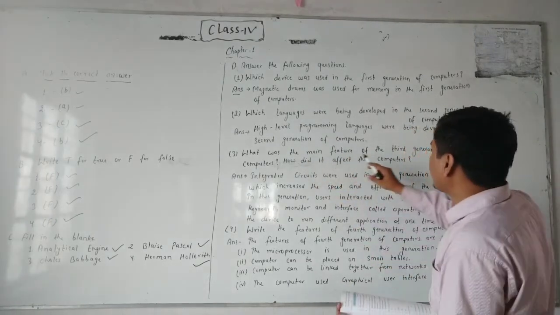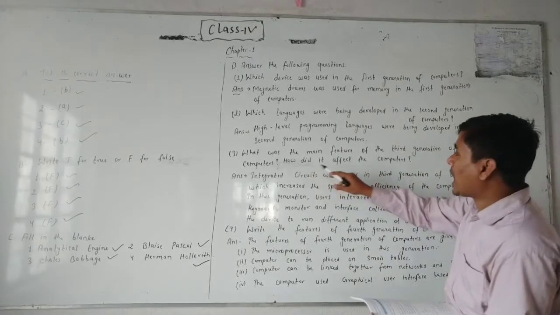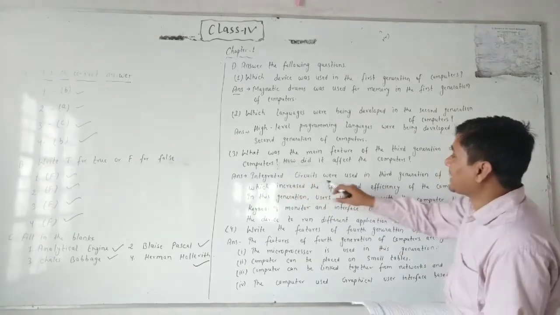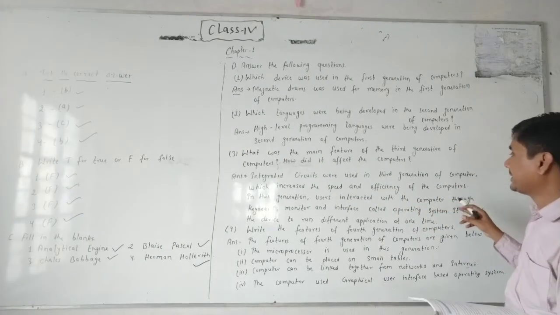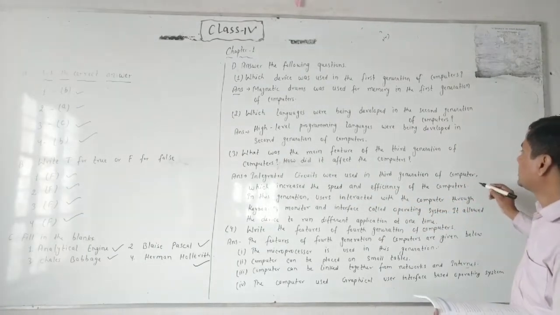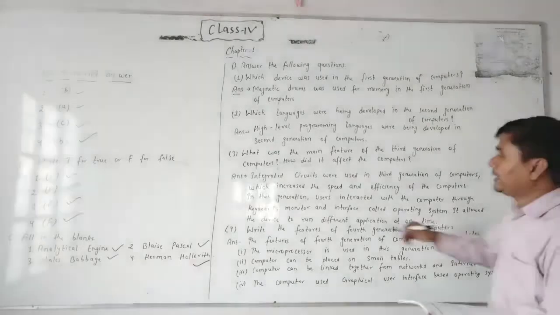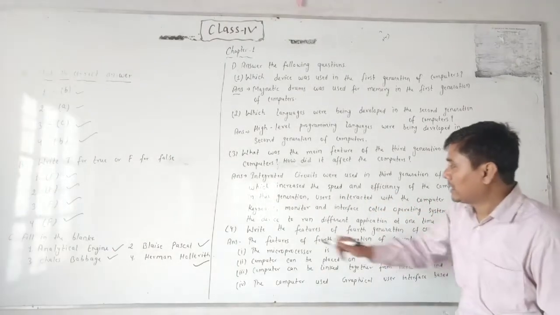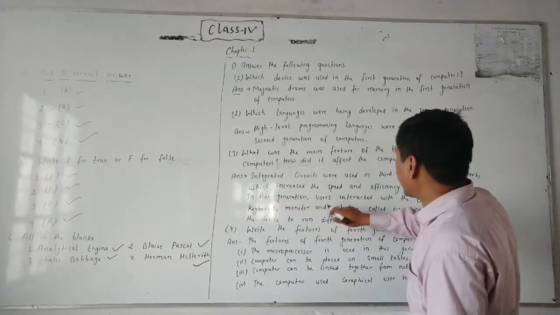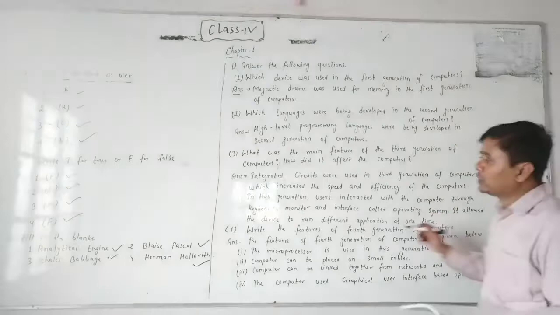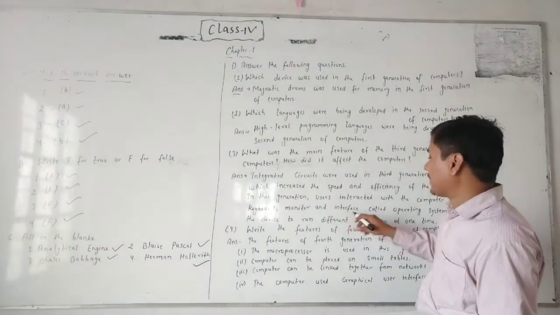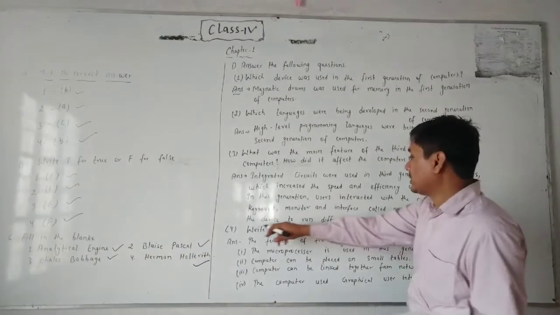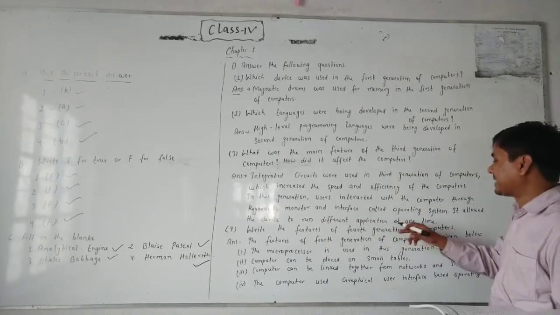Next, what were the main features of the third generation of computers? How did it affect the computer? Answer will be, integrated circuits were used in third generation of computers, which increased the speed and efficiency of the computers. In this generation, users interacted with the computer through keyboard, monitor, and interface called operating system. It allowed the device to run different applications at one time.